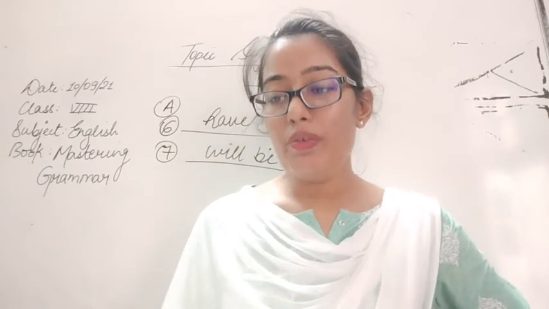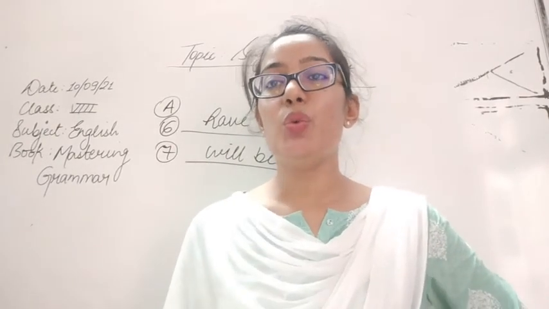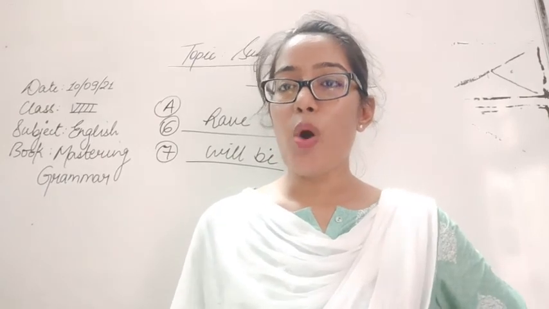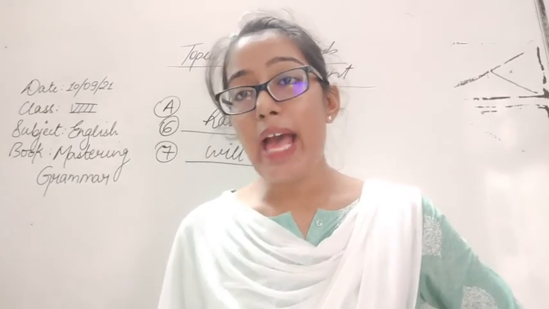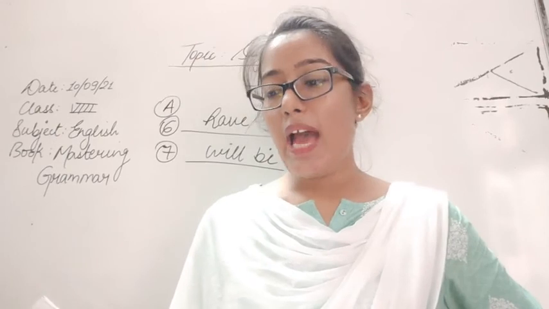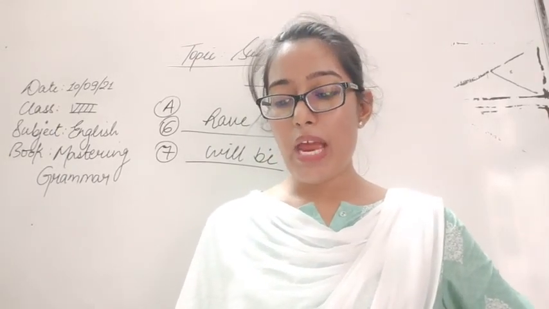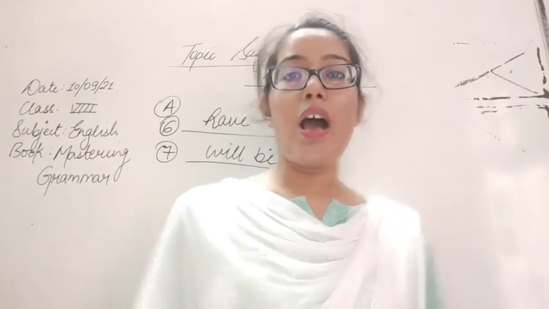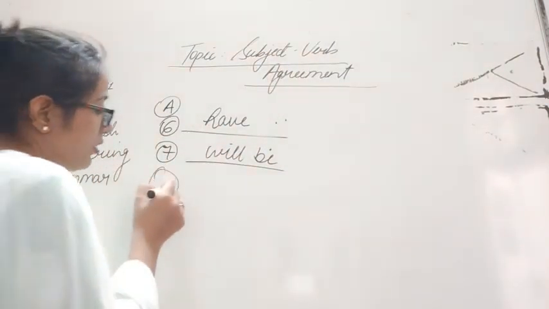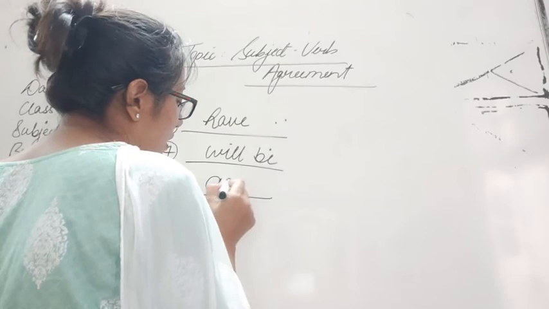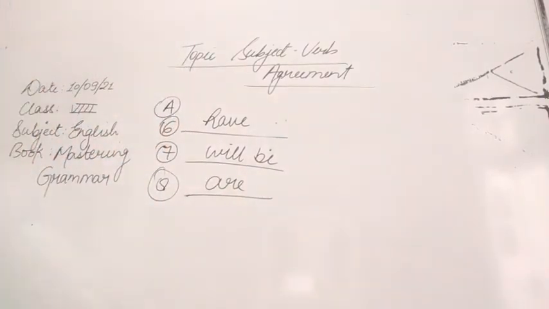So we already know with be we use is, am, are, was and were. And with have we use have, had, will have, shall have. Okay. So here Ram and Rohan are good friends. Okay. So the answer is are. Ram and Roshan are good friends. Students, please take down the screenshot.